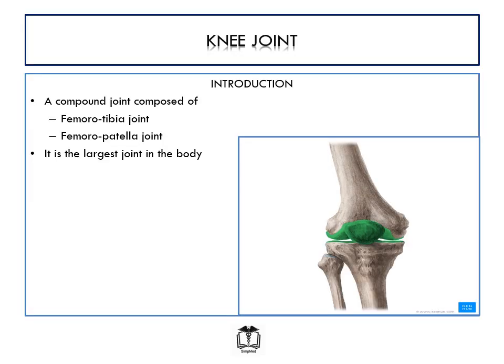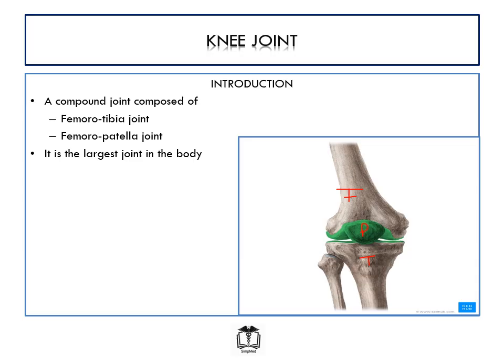The second important joint of the lower limb is the knee joint. The knee joint is a compound joint. The reason why it's a compound joint is because it's a joint between at least three different bones. It's a joint that exists between the femur superiorly, the tibia inferiorly, and the patella anteriorly. Hence, the reason why it's a compound joint.